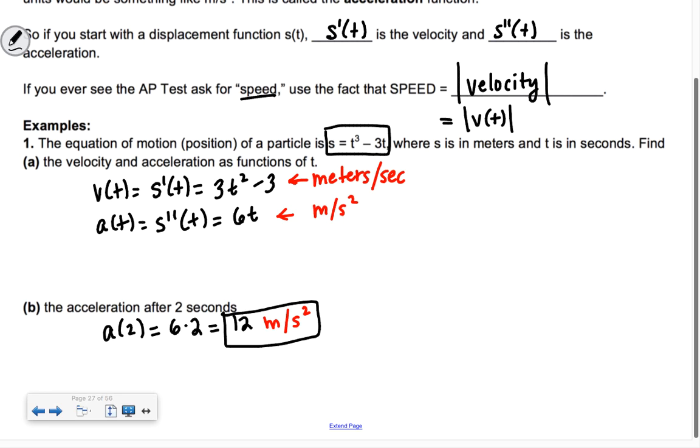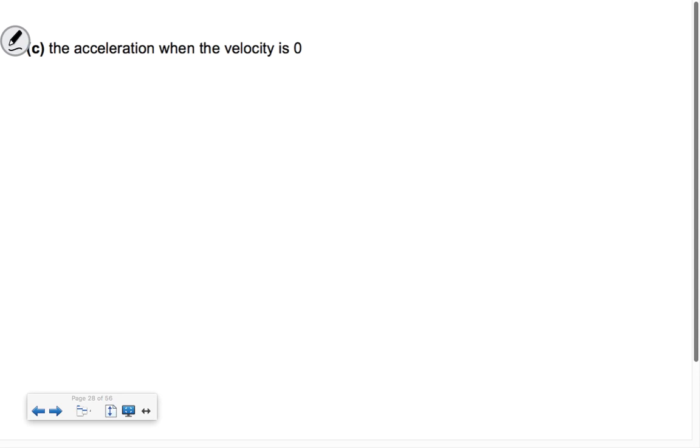As Mr. Crowley says, units are the key to life, right? Doesn't he always say that? All right, okay, maybe not.